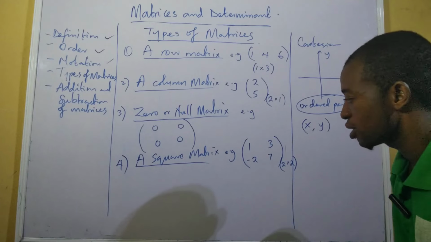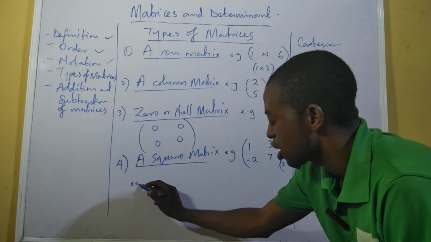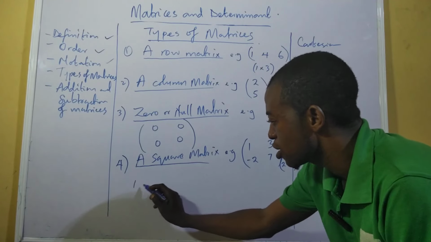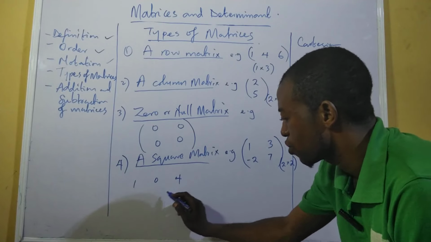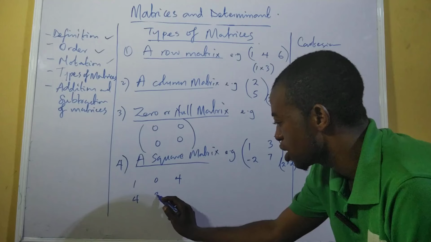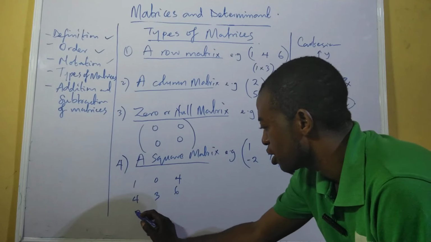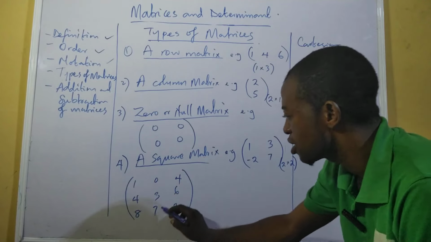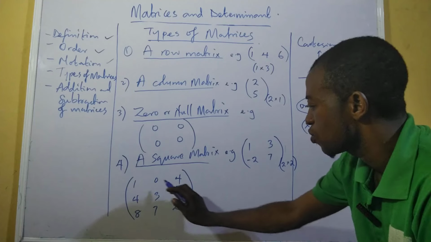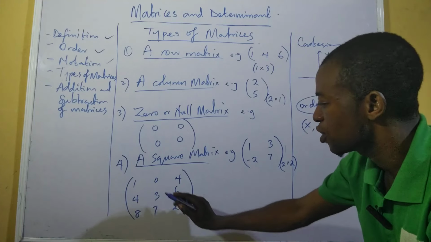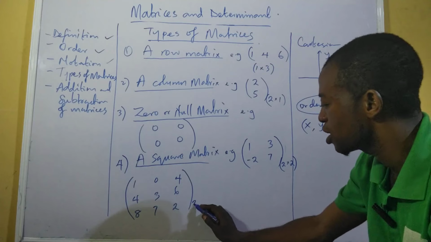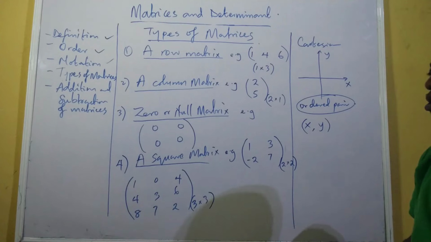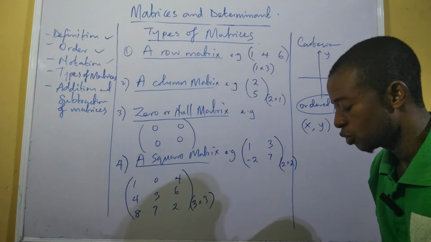We can also have a 3 by 3. For example, the second example for 3 by 3: we have 1, 0, 4, 4, 3, 6, 8, 7, 2. This matrix has 3 rows, 1, 2, 3, and also 3 columns, 1, 2, 3. So this is a 3 by 3 matrix. We call this a square matrix. So that's number 4.